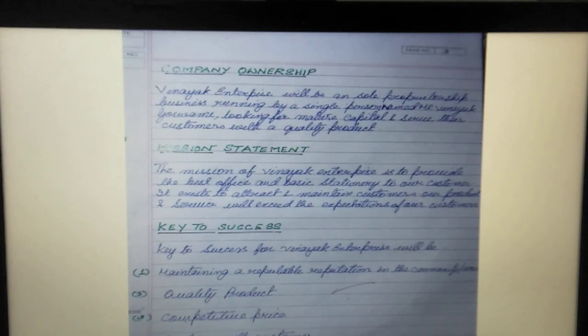You have to focus on it here. Then the key to success, what are the different aspects that will be considered in order to become successful. There are a few points that can be highlighted here: maintaining a reputation in the community, then quality product, competitive prices, dealing with customers. So these are the different points. If you wish, you can add points of your own.